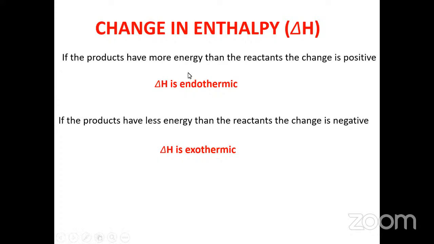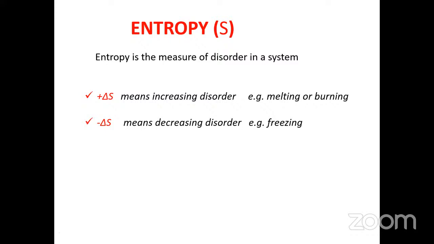Okay? And so let's say entropy. What is entropy? Entropy is a measure of disorderliness of a system. Entropy, I mentioned to you, is designated by capital letter S. When the change in entropy is positive, it means there is increased disorderliness. For instance, when you're melting ice or something is burning.